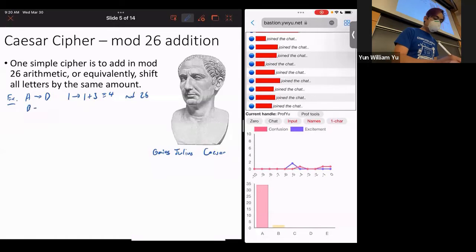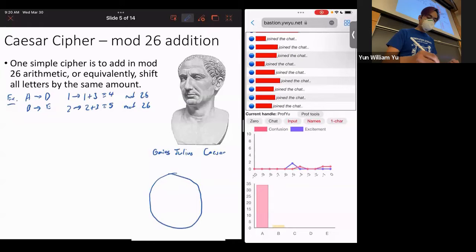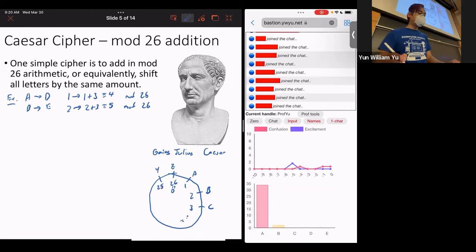B would go to E, so that's 2 to 2 plus 3 is 5 mod 26. You can see this if you're looking at this in terms of the circle of modular arithmetic, because maybe you have, let's call Z 26 or 0. And then you have A, which is 1, B, which is 2, C, which is 3, and so on, all the way to Y, which is 25, and Z, which is 26. If you keep on going, this is of course ordinary modular arithmetic, instead of labeling using 0 through 25, we're labeling using A to Z.